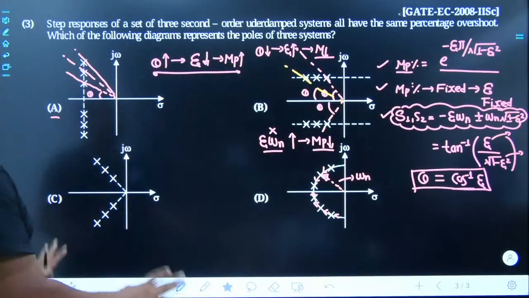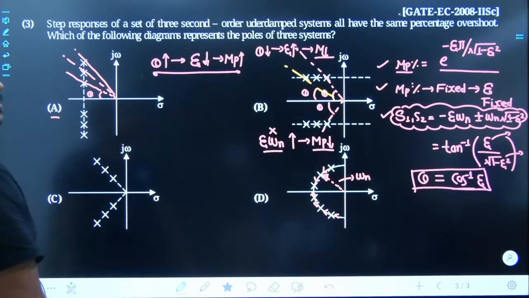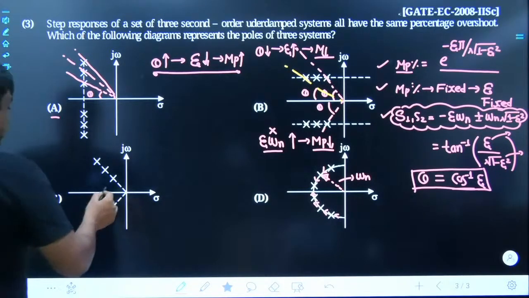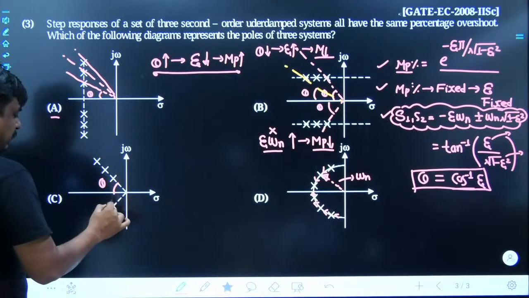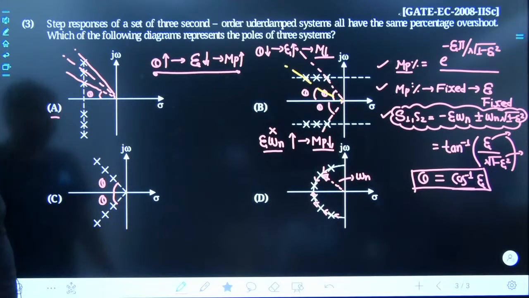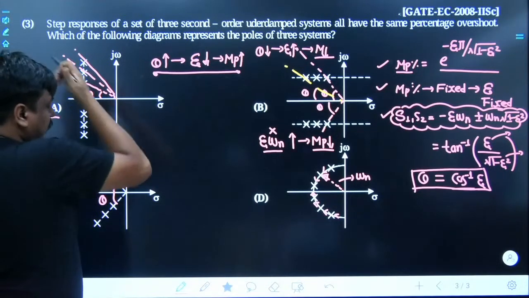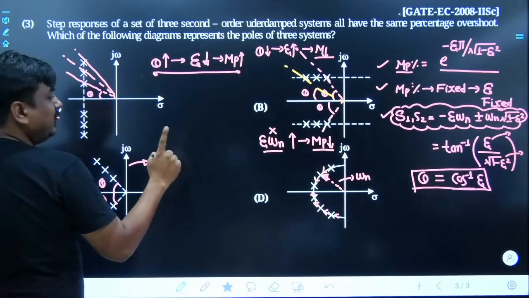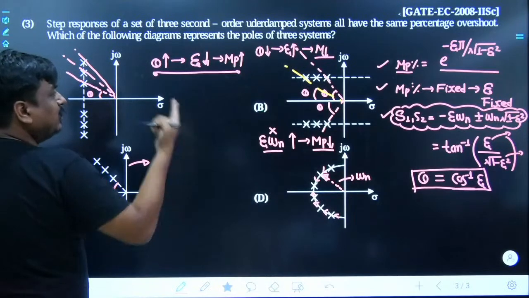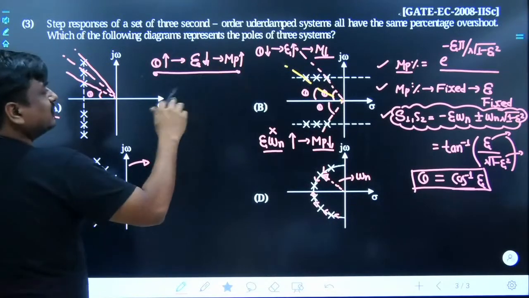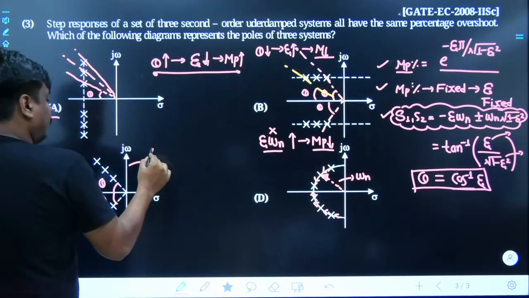Anyway, the last option is the best option for this given problem. Here the theta has been maintained. So obviously I can say only one thing: if the theta is maintained, zeta would be maintained. The percentage peak overshoot would be maintained, and here the Mp is constant.